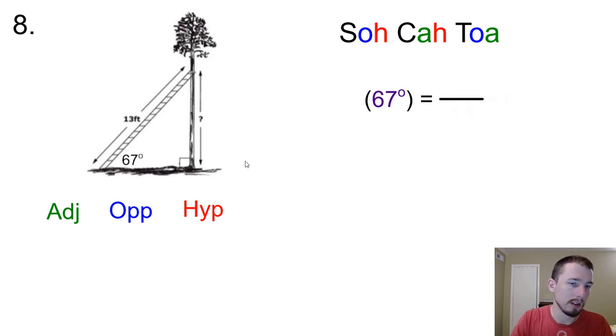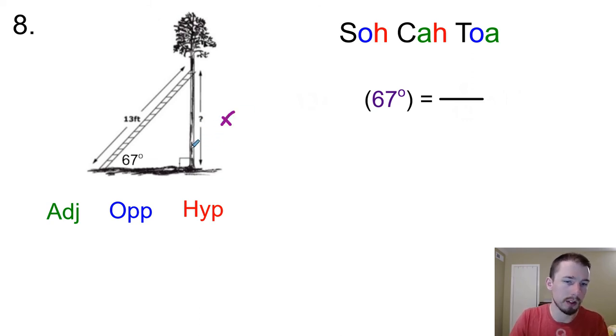All right, number 8. So it's kind of cool because it's a real world example with a diagram of a tree and a ladder leaning against a tree. We have 67 degrees here. We want to find out the length of how high the ladder goes up the tree. So to figure out that part, that value is going to be x in this case.